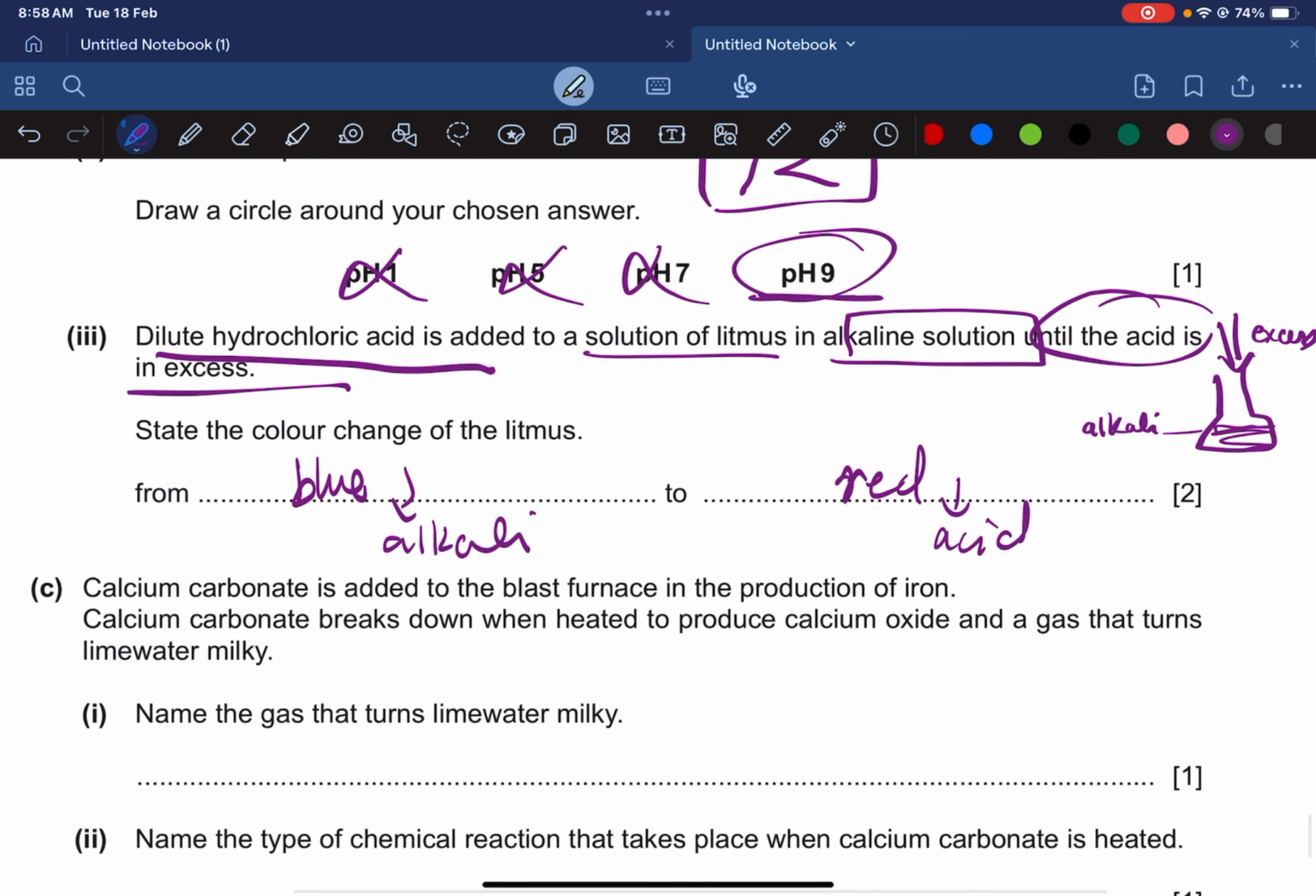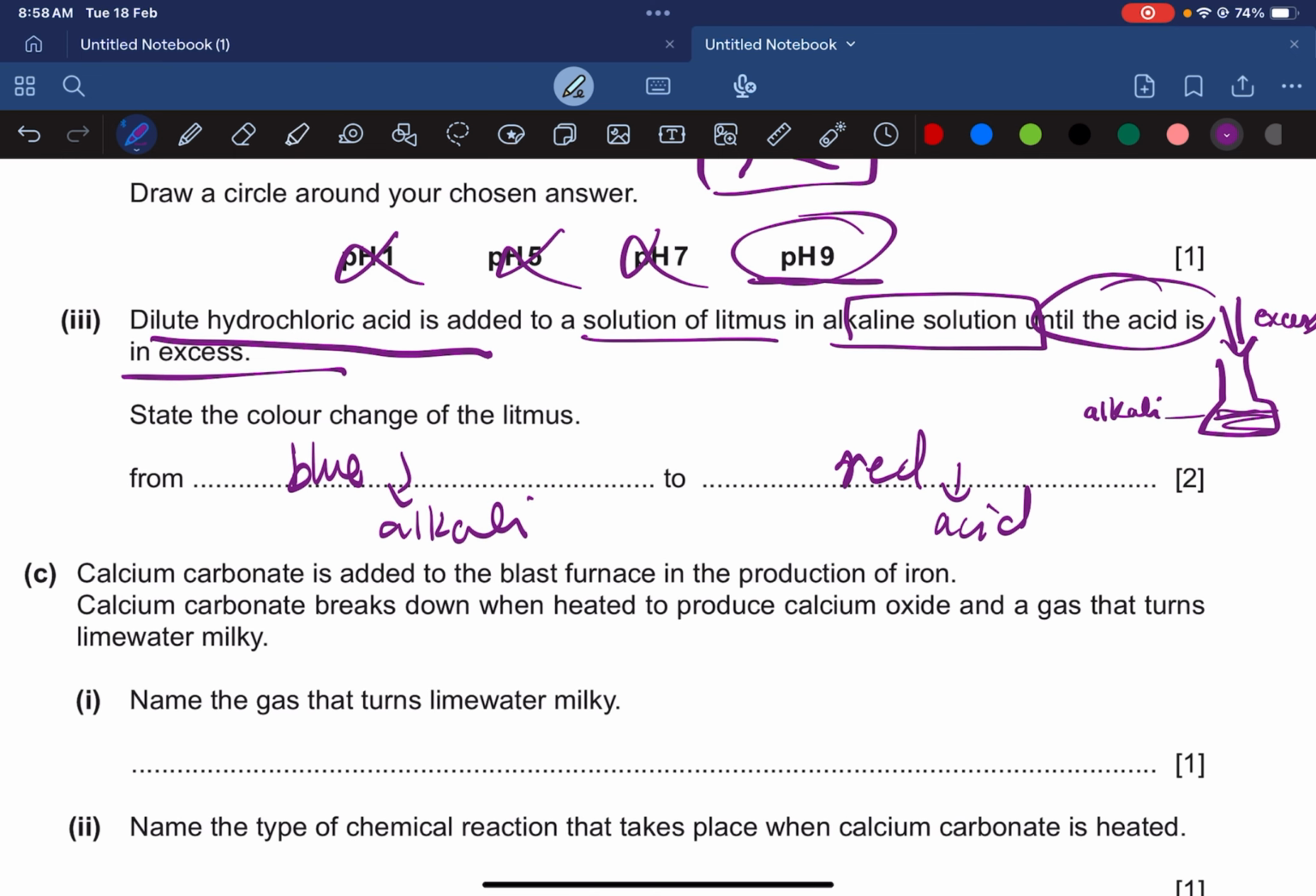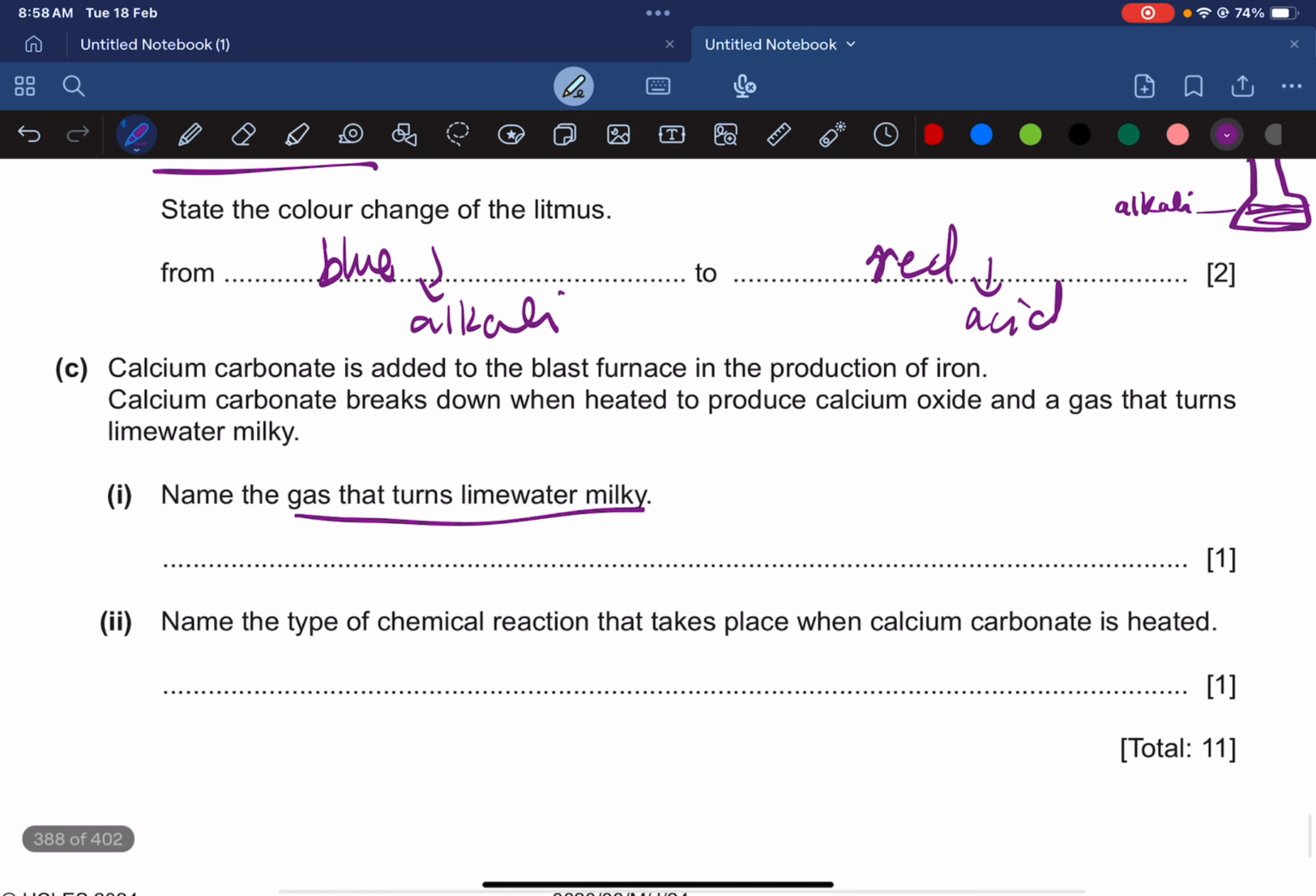Okay, let's move on. Calcium carbonate is added to the blast furnace in the production of iron. Calcium carbonate breaks down when heated to produce calcium oxide and a gas that turns lime water milky. Name the gas that turns lime water milky. That's easy. It's carbon dioxide gas. How do I know? That's simple. Call it the test for gases, just learn all of them. The test for carbon dioxide gas is that it turns lime water milky.